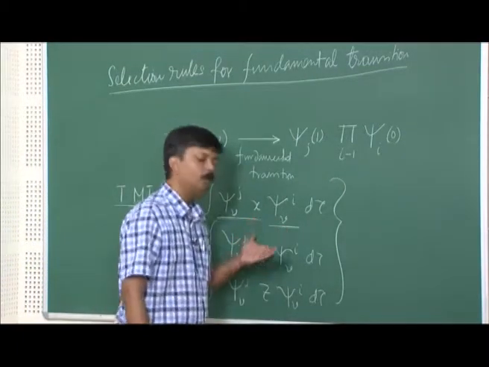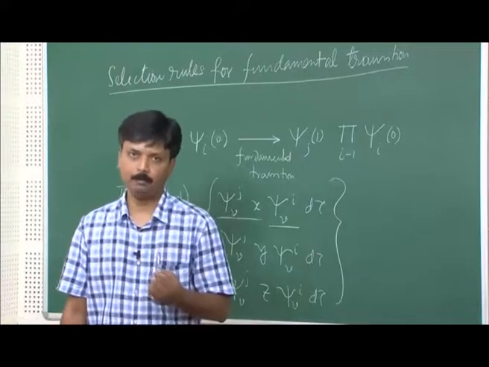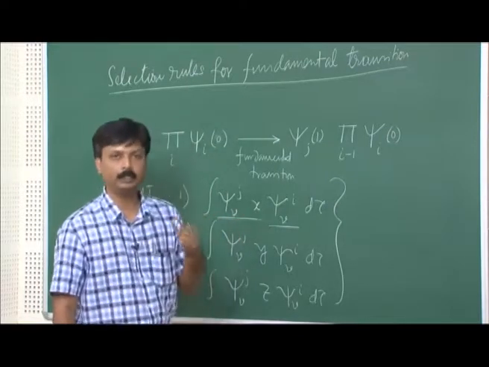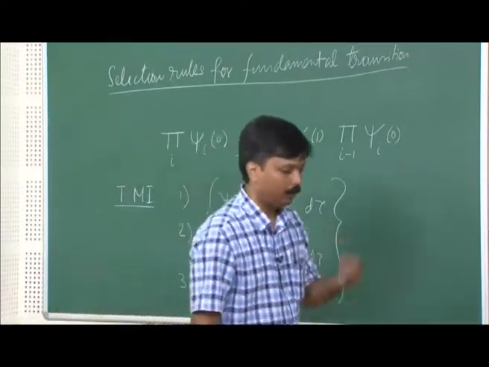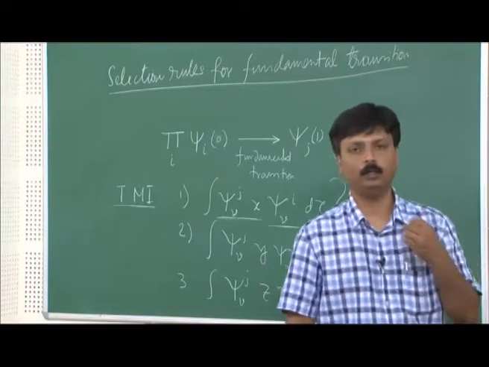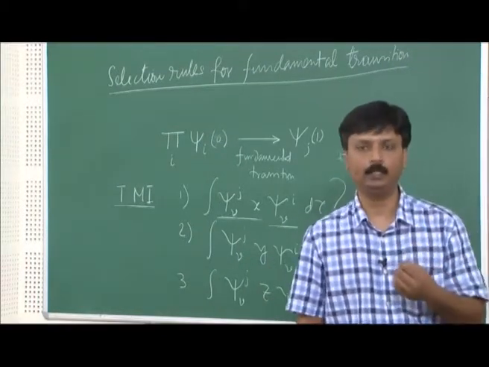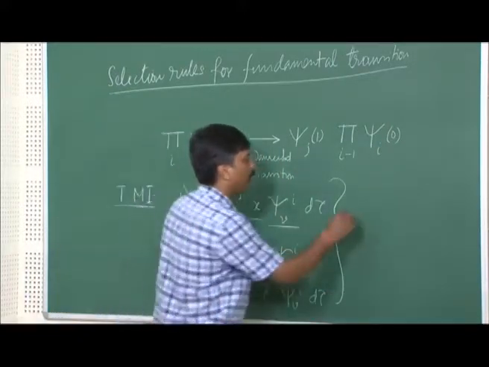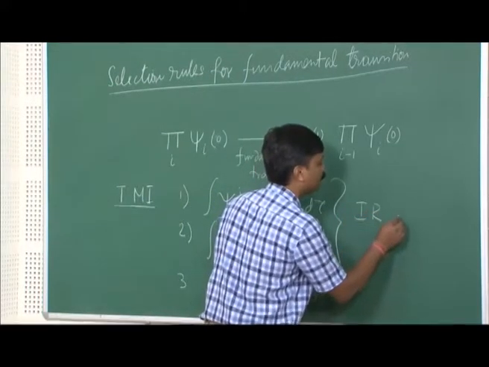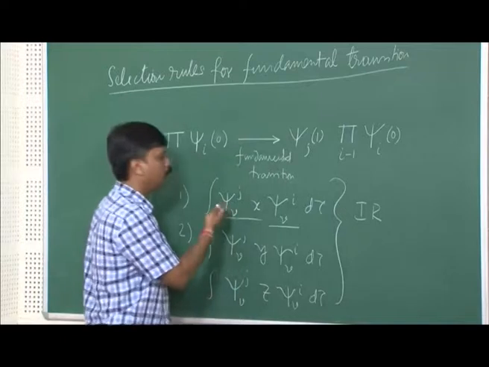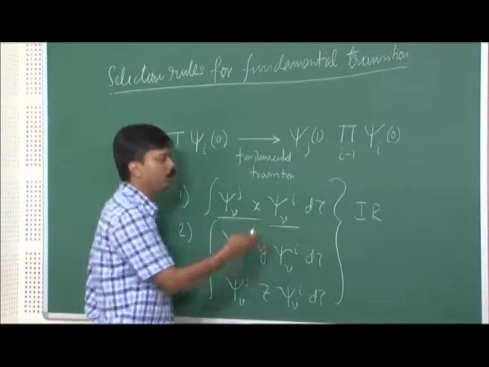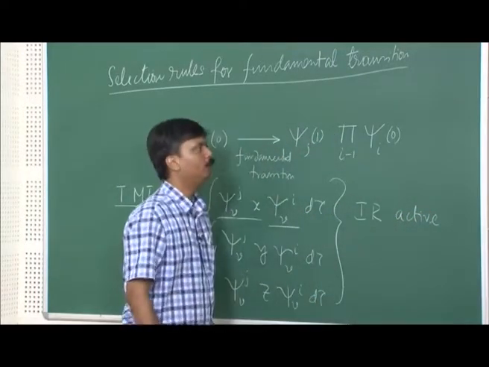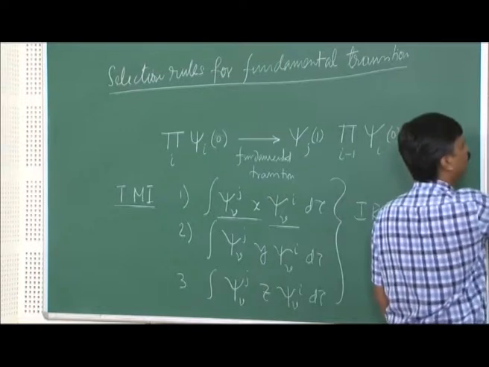So a normal mode will be infrared active if it belongs to the irreducible representation for which either one or more of the Cartesian coordinates, that is x, y or z, form the basis of. So this is for IR activity. The particular normal modes which will lead to a non-zero value, we will say they are IR active normal modes.